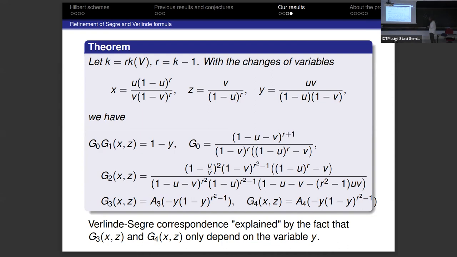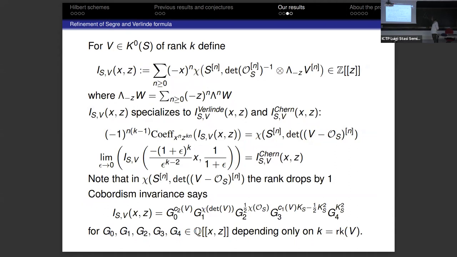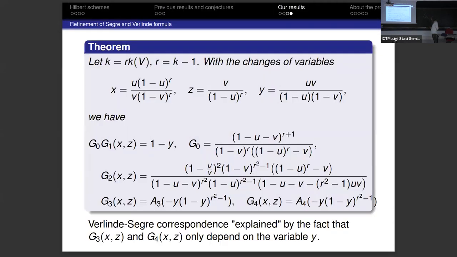Then, because we will find out that many of these power series do not depend on x and z, or u and v, independently, but only depend on y. So what we find is that if I take the product of g0 and g1, so these were the first two, then this is just 1 minus y. So what it means is 1 minus this, where x is expressed like this. So it's in the end a rather complicated thing, but after the change of variables, something simple.